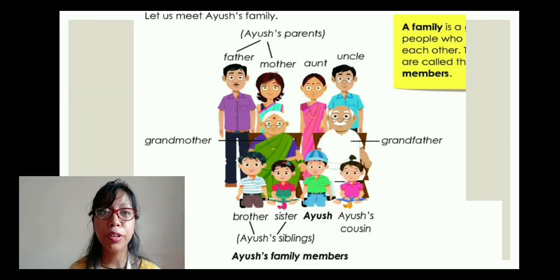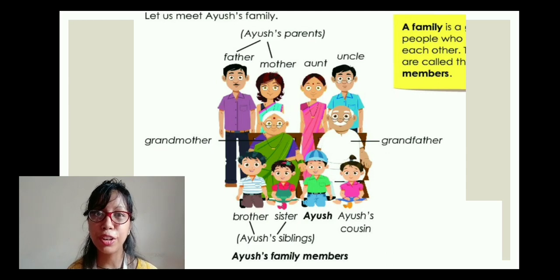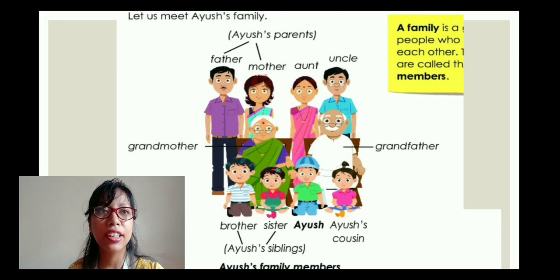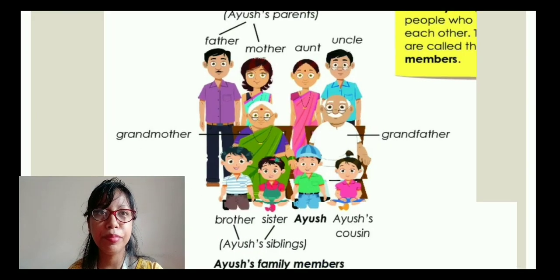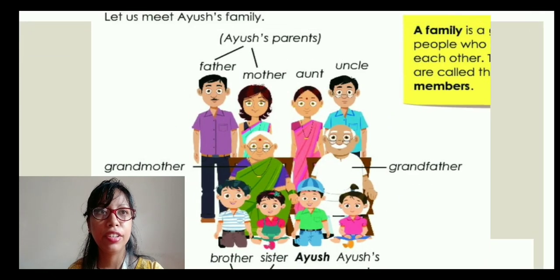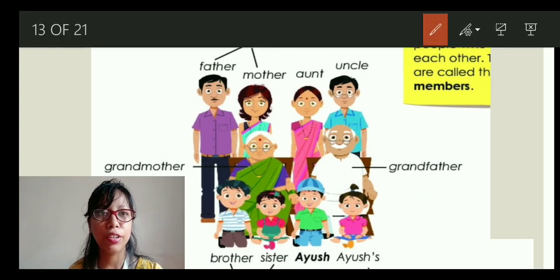Now in your book there is the family of Ayush, right? So let's meet Ayush's family. Now as you can see, there is this picture here. So this is the family of Ayush, right? This is Ayush wearing the green shirt. Now who are his grandparents? There is this old lady with the green sari. She is the grandmother of Ayush.